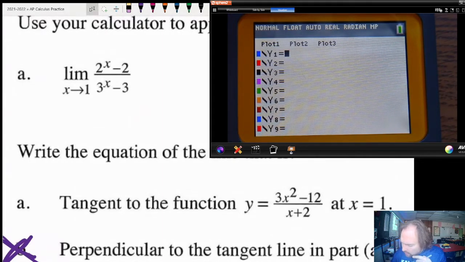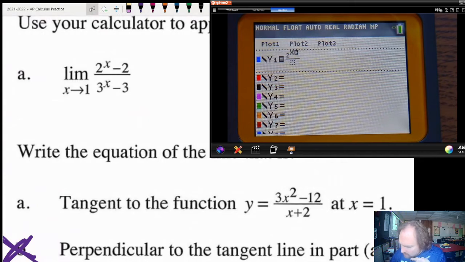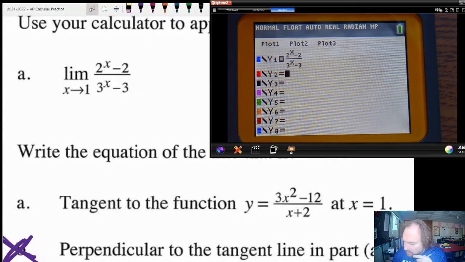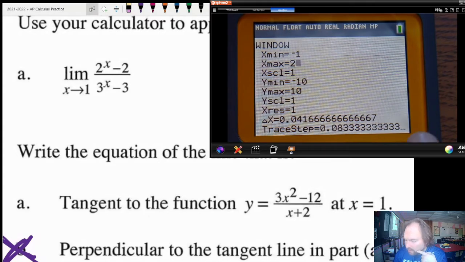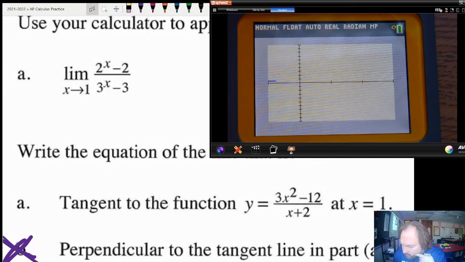Let's make a fraction, and we'll go 2 to the x minus 2 over 3 to the x minus 3. And then we'll just make a window, and I really only care about what's happening when x is 1, so I'm only going to change my x to -1 to 2, I guess. That'll put 1 kind of right in the middle. I guess 3 would be better. There, I'm just going to take a look and see if I can get this picture there.